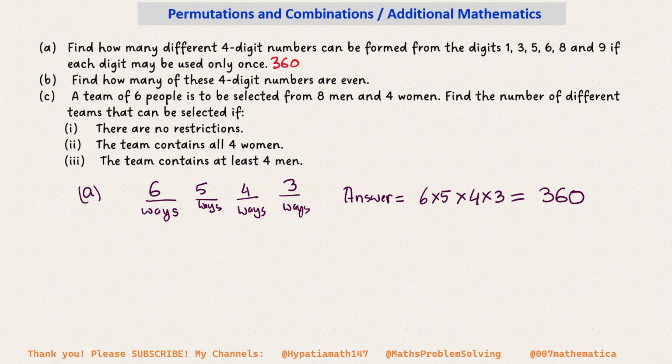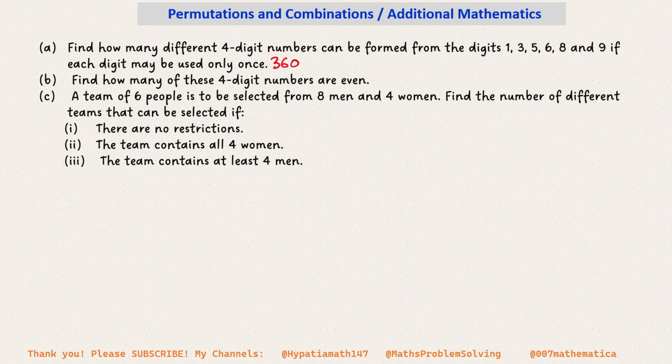Then for the next bit, how many of these 4-digit numbers are even? To be an even number, it has to end in a 6 or it has to end in an 8. So how many numbers are going to be even? I have done it as 2 separate cases: when the numbers end in 6, and when they end in 8, and then I would just add them up. So how many numbers end in 6?